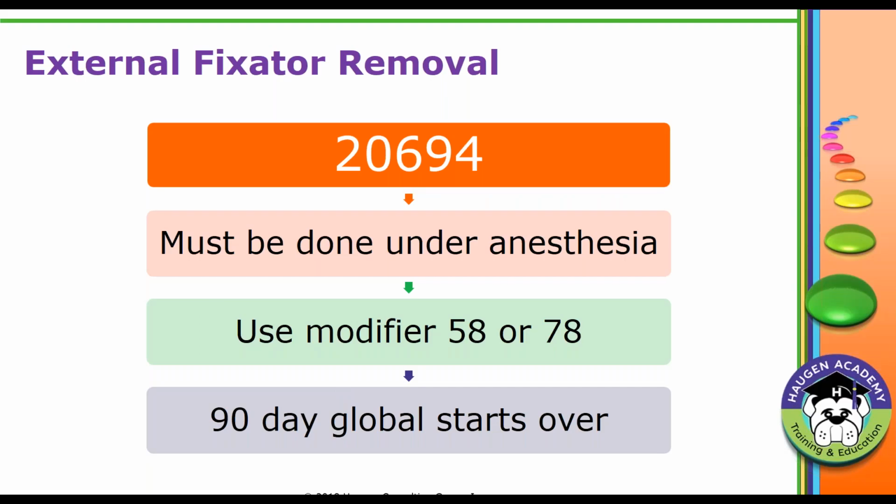So the code for external fixator removal is 20694, and it really depends on the situation whether this is codable or not. But I wanted to discuss it since we talked about post-op care, and this is something the patient is going to have done because they can't have this external fixator on their ankle forever.